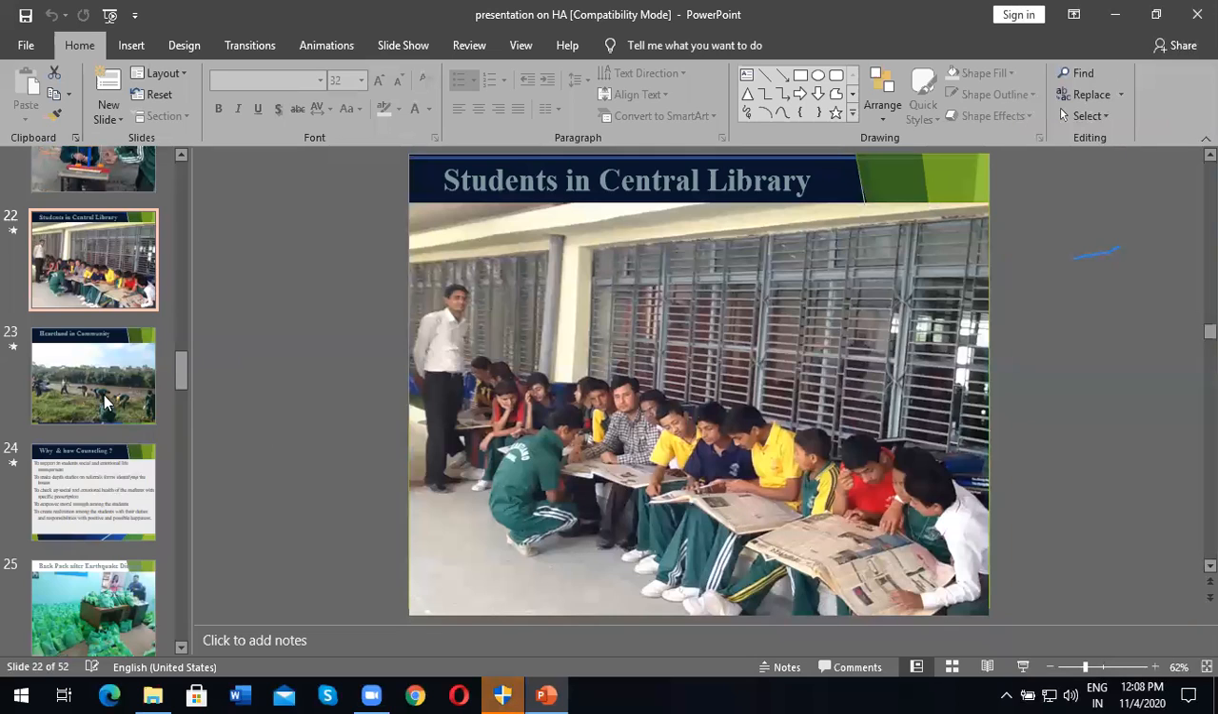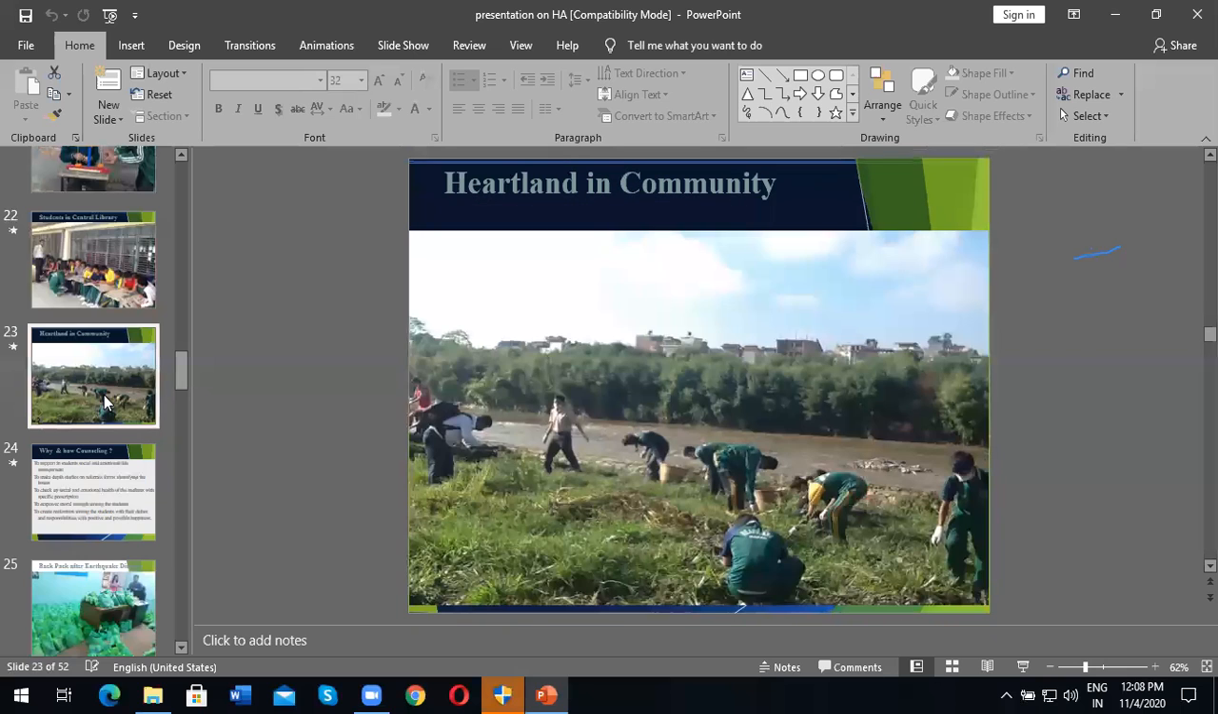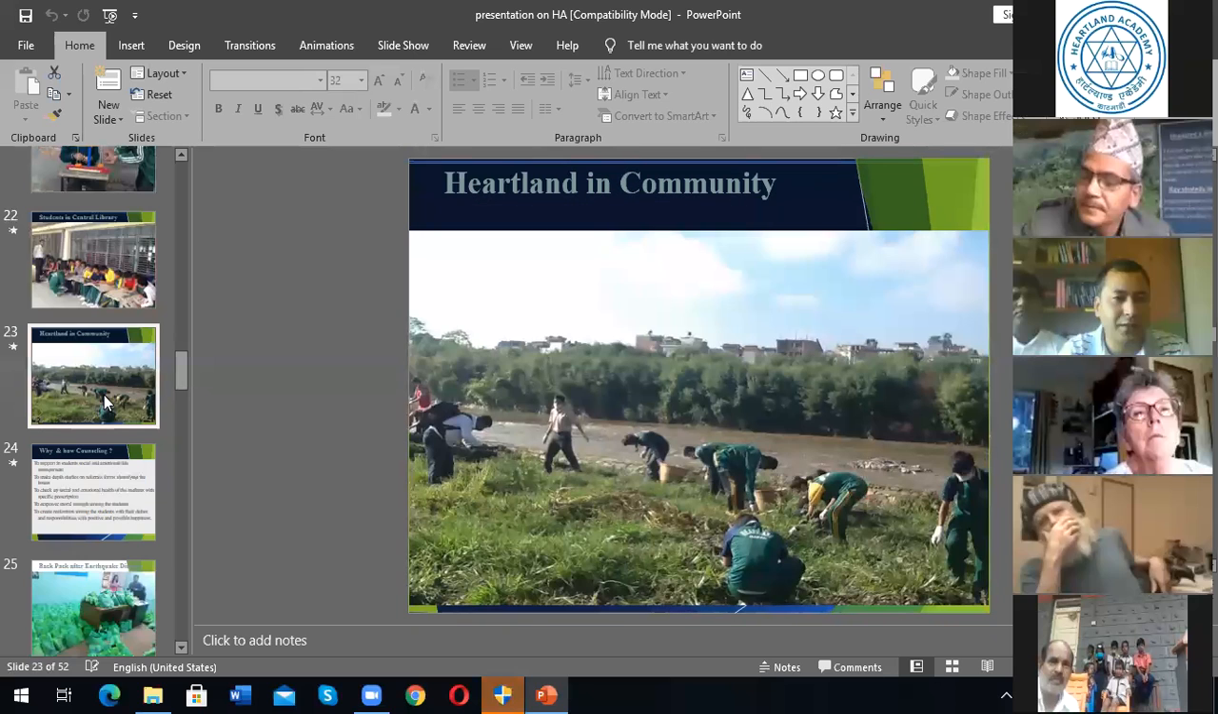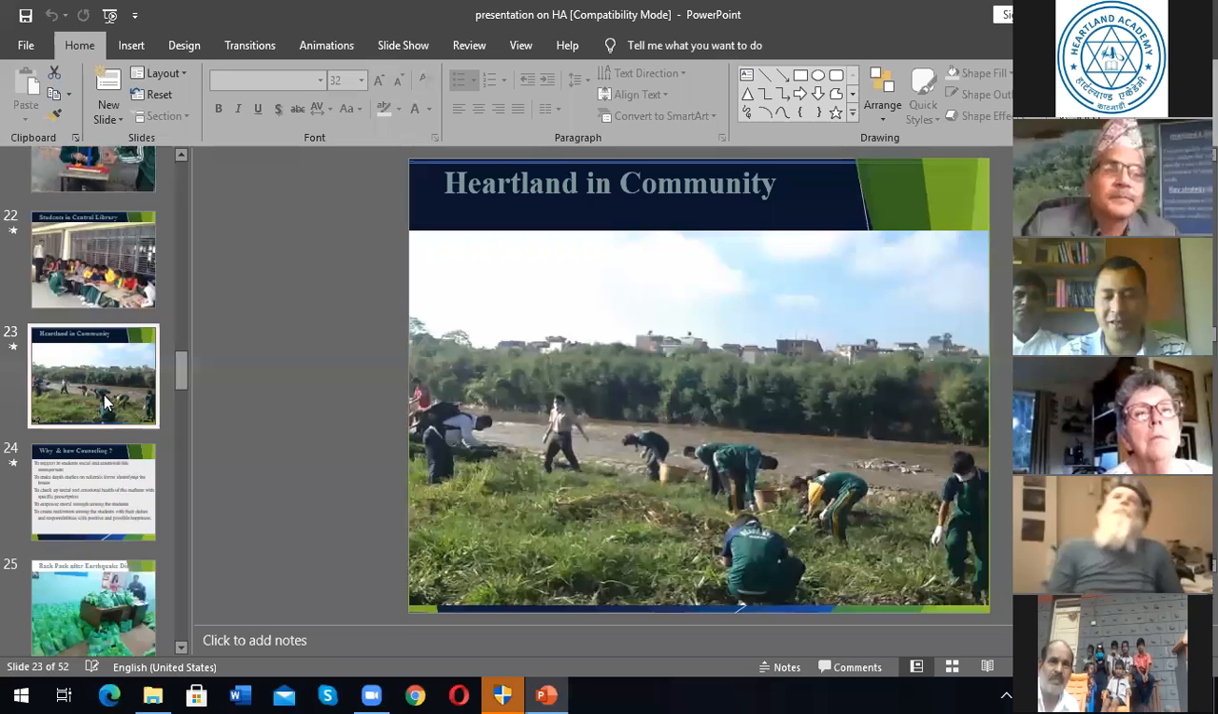This is a picture of Heartland in the community, and you can see the Bagmati river, which is too polluted. You can see the bank of this river also has a lot of dust and garbage, and even the government is not giving any care to this type of problem. We thought it was necessary and wise to make a move from our side, the school side, to give a type of alertness and push the government and our students. They decided to go there and clean the Bagmati riverside, and this is also a community activity.